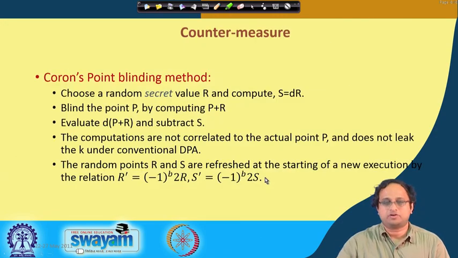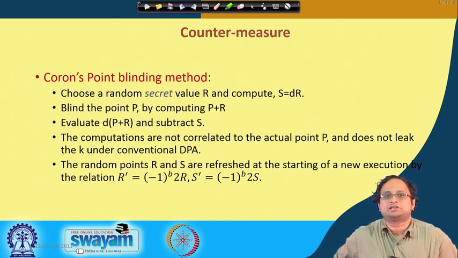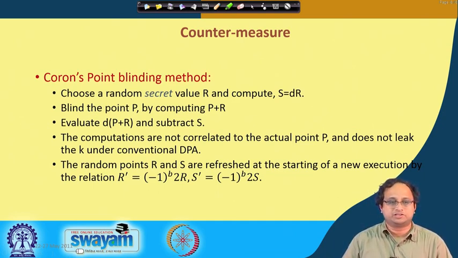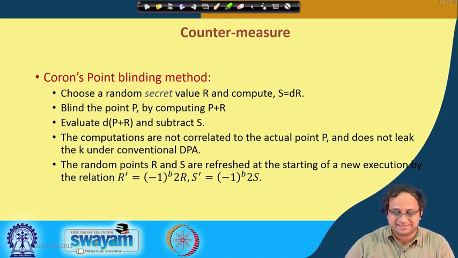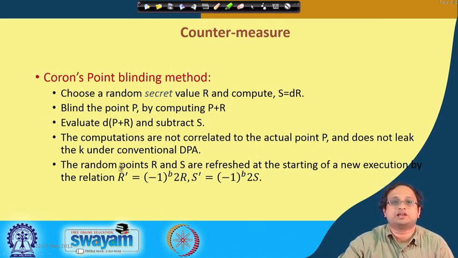So therefore, we understand that the Montgomery ladder is vulnerable against differential power attacks, although it is resistant against simple power attacks. But there is a very nice technique which you can apply, which is called Coron's point blinding method.